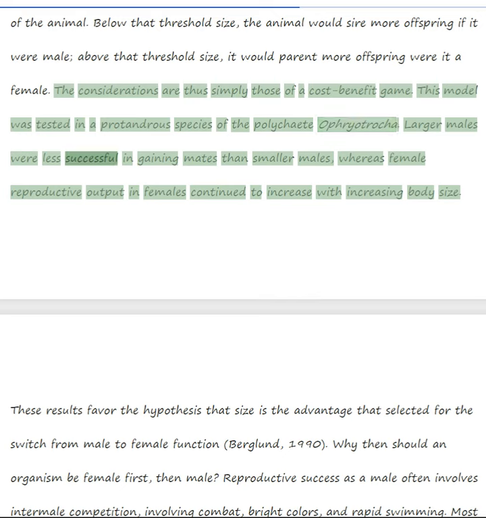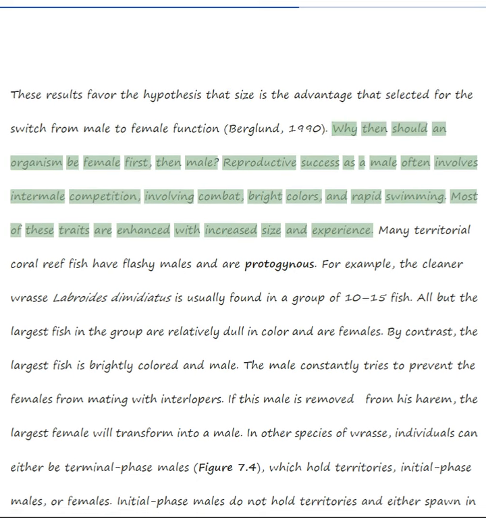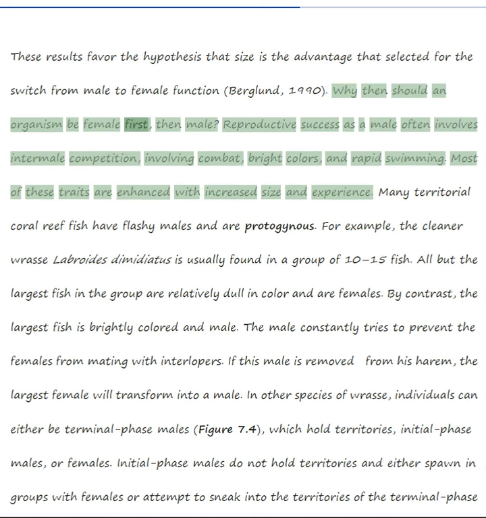Larger males were less successful in gaining mates than smaller males, whereas female reproductive output continued to increase with increasing body size. These results favor the hypothesis that size advantage selected for the switch from male to female function. Why then should an organism be female first, then male? Reproductive success as a male often involves intermale competition, involving combat, bright colors, and rapid swimming. Most of these traits are enhanced with increased size and experience.